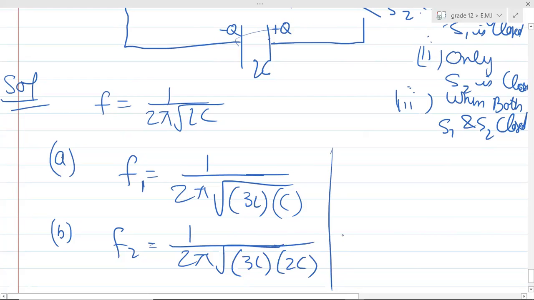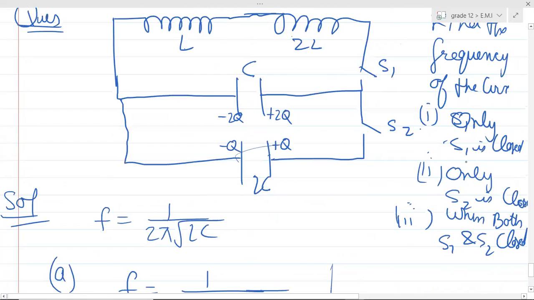So S2 is closed, right? When only S2 is closed, it's only a capacitor system. How will the inductor come in? The inductor is already there over here, no? S1 is open, right? Initially if S1 is open, okay. Okay, sorry, my bad.